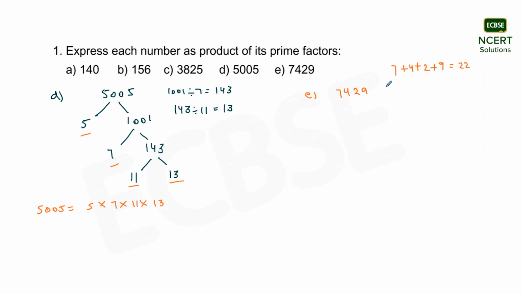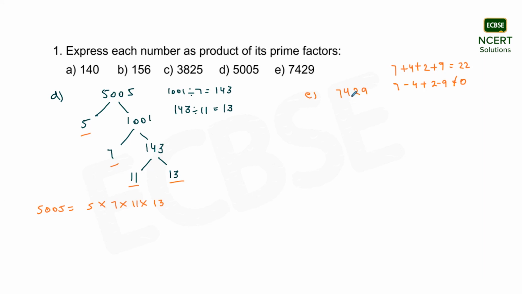And coming to the prime factor 11 now. The divisibility rule of 11 says 7 minus 4 plus 2 minus 9 should come out to be 0. Right, this is what the divisibility rule of 11 says. But as we can see very clearly, 7 minus 4 plus 2 minus 9 is not equal to 0, so this number is not divisible by the prime factor 11 as well.